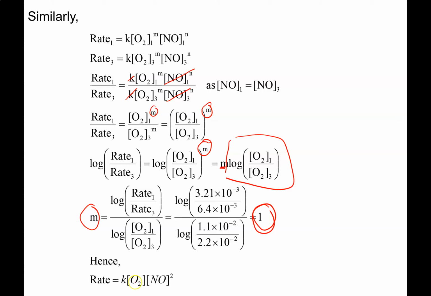So now I know that my exponent there beside the O2 is a 1. I haven't written it in. And the exponent that goes with the concentration of NO is 2. So I've got my rate law.